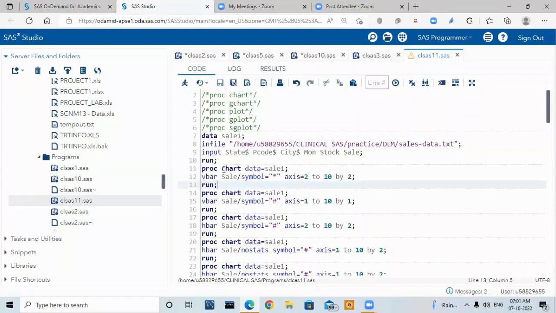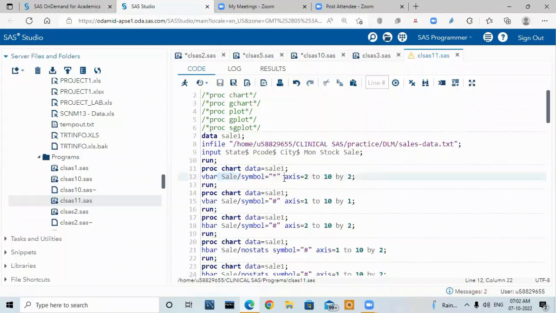By using the proc chart, we have imported one table, data sale 1. Using this table, we are using the option statement V bar. V bar stands for vertical bar, and we are using one more thing here, the variable sale. Sale is nothing but the variable whose vertical bar you want to draw, and the symbol we are using is asterisk for drawing the graph. The x-axis is automatically taken for the variable sale. Sale is taken on the x-axis automatically.